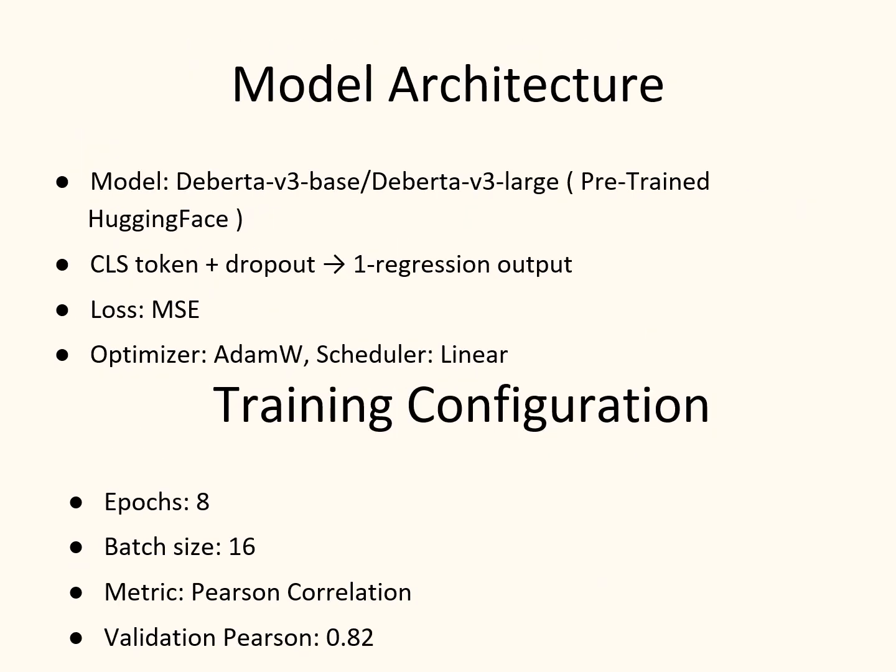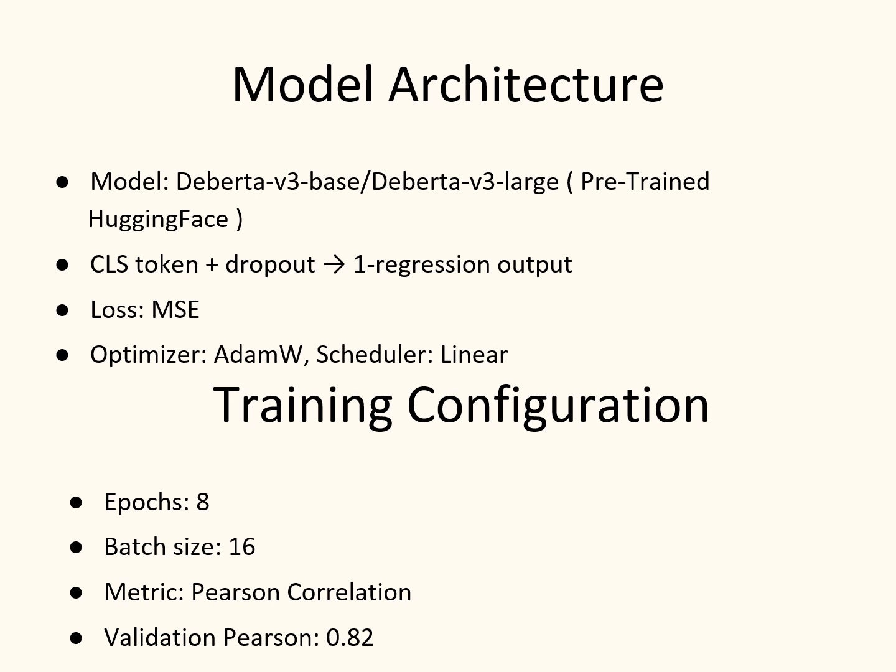Next, we will talk about our model architecture and our training configuration. Our model architecture involves the DeBERTa model, base and large. You can use base if you don't have that much memory, and if you have good enough memory, you can use large as well. We use pre-trained Hugging Face models. On the CLS token, we use one regression output. We use MSE as the loss, which stands for mean squared error. For the optimizer, we use the Adam optimizer and a linear scheduler.